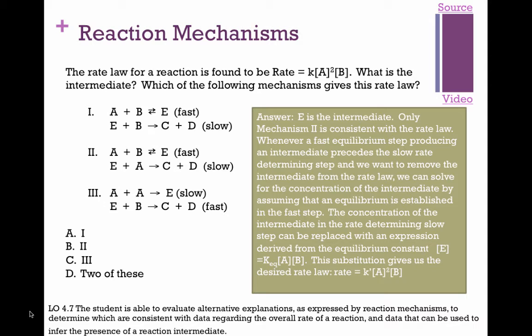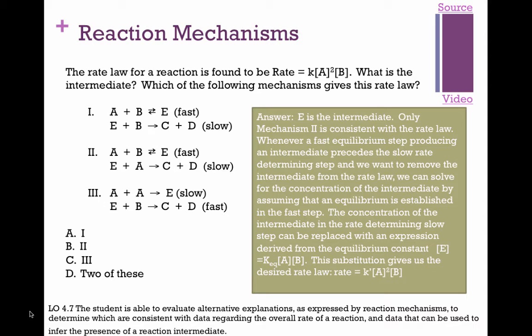If you write the rate law for this, it would be rate equals K times what? E times B. And what about down here? E times A. Right, but we can't have E in the rate law because it's an intermediate. So this is when we have to go back in and do some algebra. Okay? We need to remove this. So that's when we set these equal to each other.